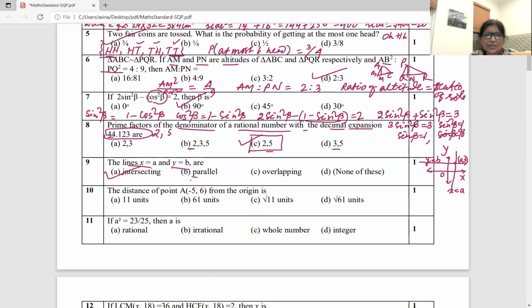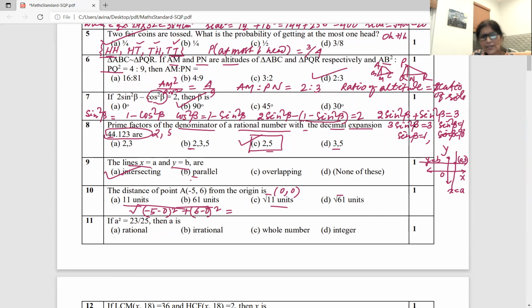A is the answer. The distance of the point (-5, 6) from the origin is: 11 units, 61 units, root 11, or 11 root 61. So origin means (0, 0). You can apply the distance formula. So it will be the square root of (-5 minus 0) square plus (6 minus 0) square. So (-5) square is 25.